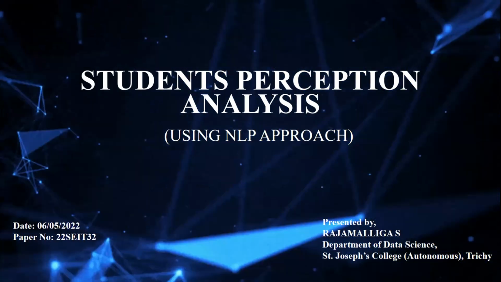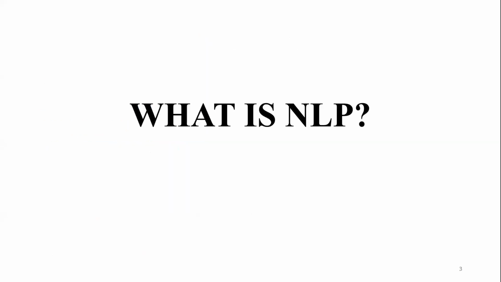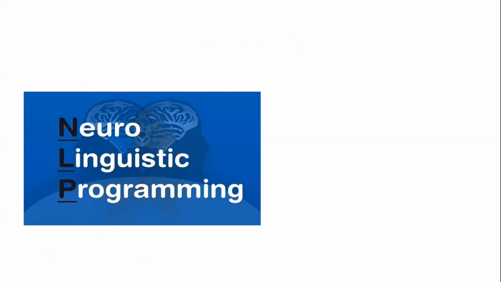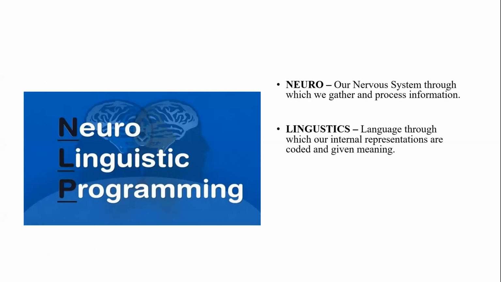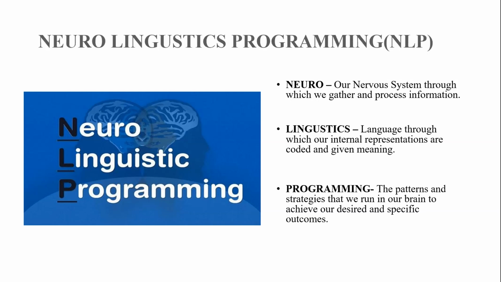To start with, what is NLP? Being students and teachers from a computer science background, you will be very familiar with the abbreviation NLP as natural language processing. But there is another abbreviation called Neuro-Linguistic Programming. Neuro is our nervous system through which we gather and process information. Linguistic is the language through which our internal representations are coded and given meaning. And programming is the patterns and strategy that we run in our brain to achieve desired and specific outcomes.